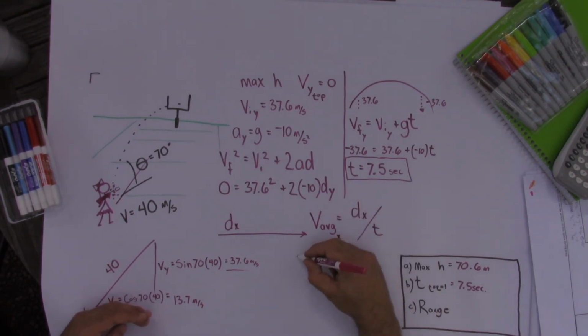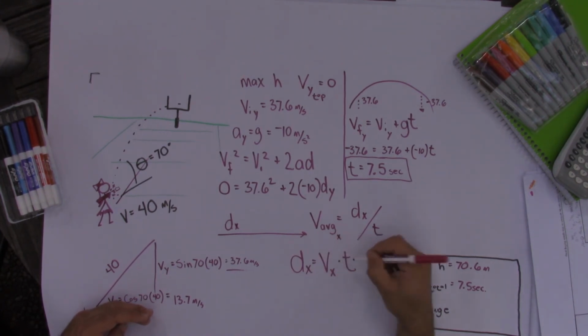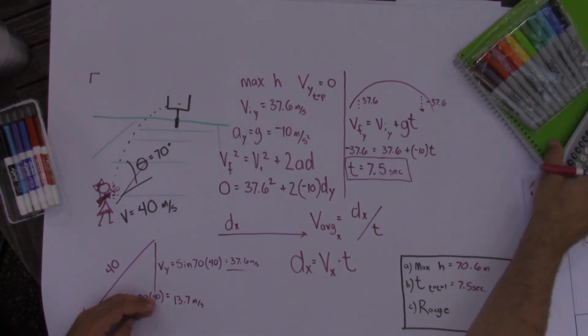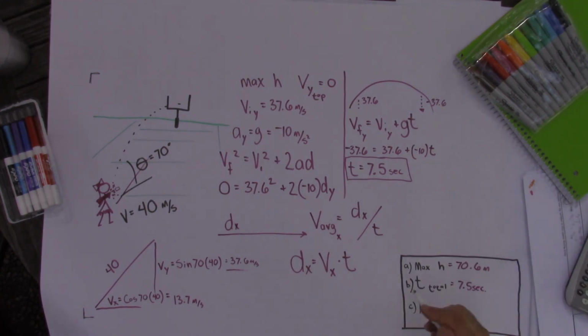I'm going to rearrange this and say that that displacement is the average velocity in the x times time, and it turns out that the range is 103 meters.